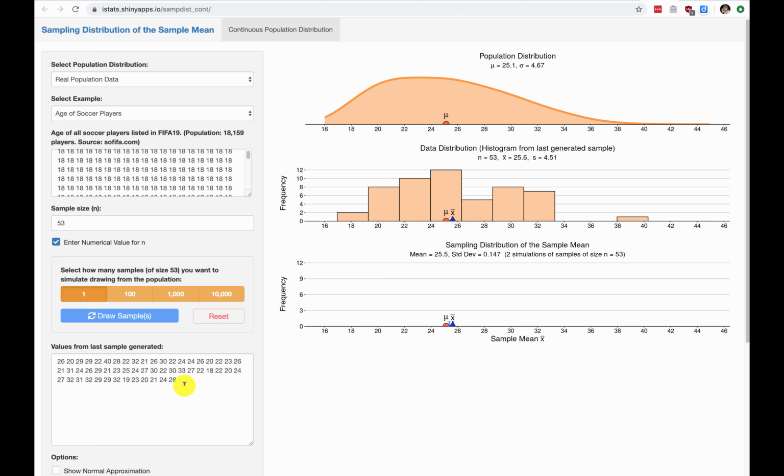Oh, actually, I can go back to the last sample. I can double check that and see how many people of each age group exactly were selected. And it looks like there was one person who was 40 years old that was selected.